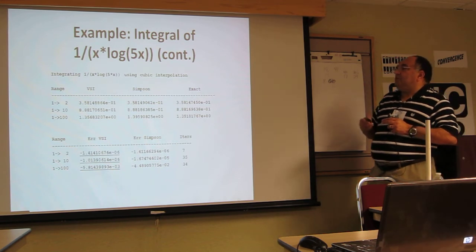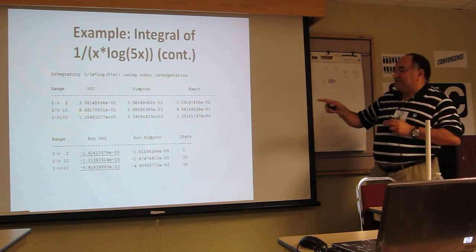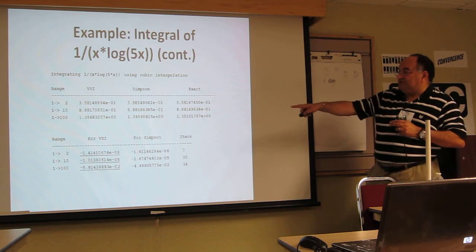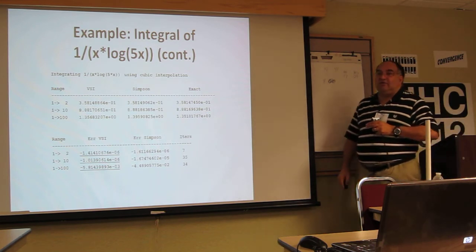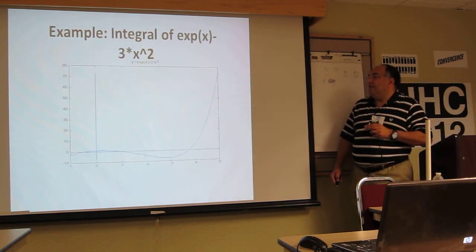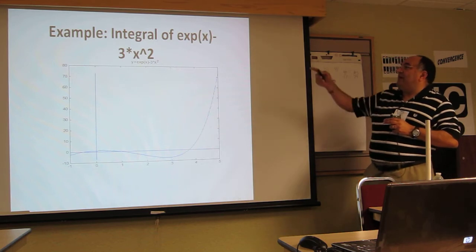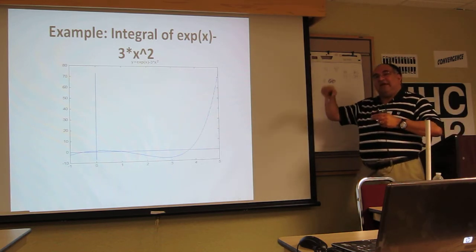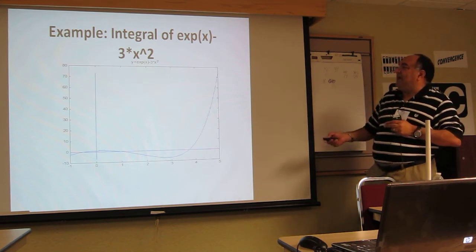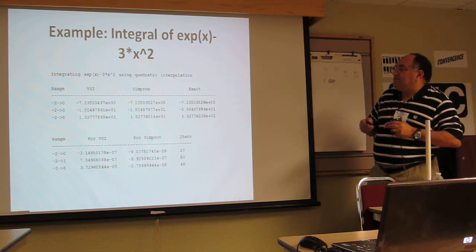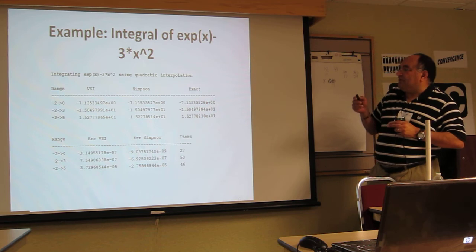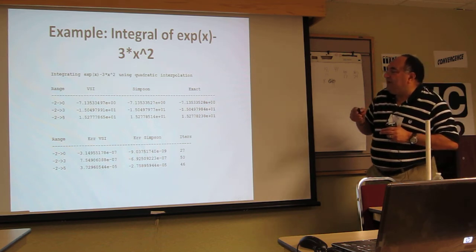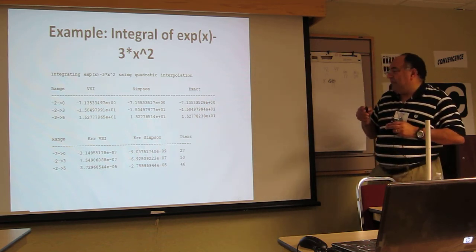When we switch to cubic interpolation, the VSI method outperforms Simpson's in all three ranges. Here I chose my good old root function. I figured, hey, why not? Because it goes into negative territories. I wanted to see what happens. The ranges here are from -2 to 0, -2 to 3, and -2 to 5.